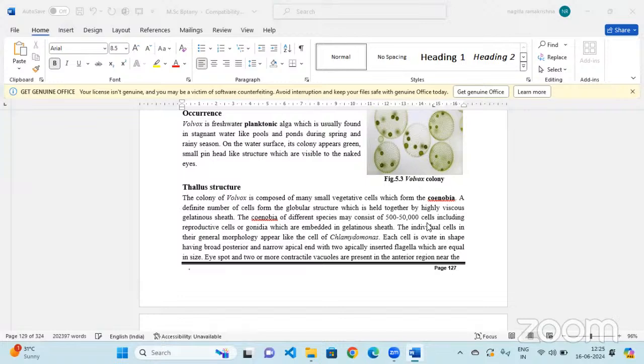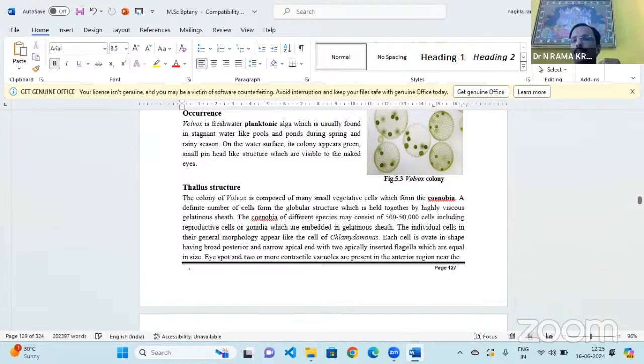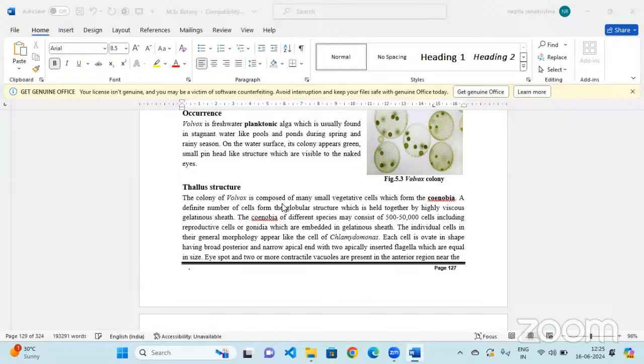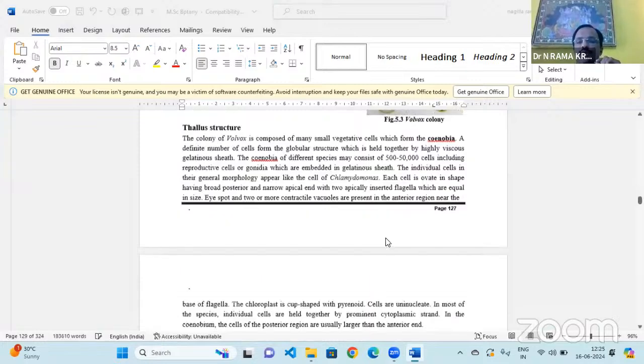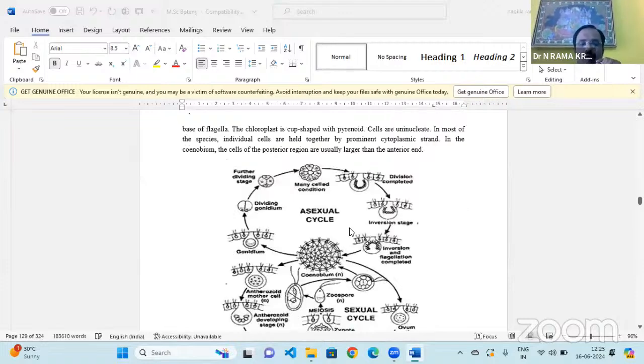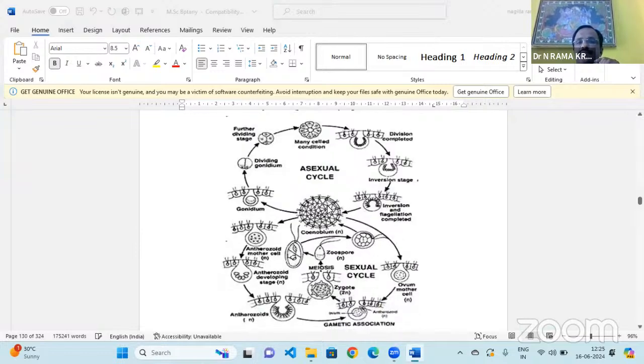What is the meaning of cenobium? Cenobium means Volvox colonies, a group, sir. Yes, we call that a cenobium, cenobiums. Okay. Now you see here the asexual reproduction system of Volvox.